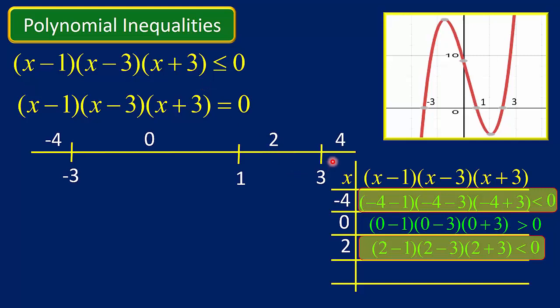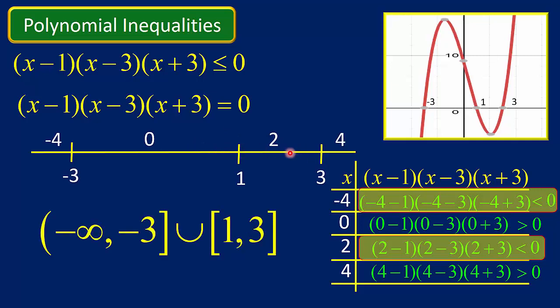Now finally, let's put in the 4. We get 4 minus 1, positive. 4 minus 3, positive. 4 plus 3, positives. You multiply 3 positives together, and you get something greater than 0. So our solution is going to be this region over here, everything less than negative 3, and then everything between 1 and 3. So our solution regions would look like this.